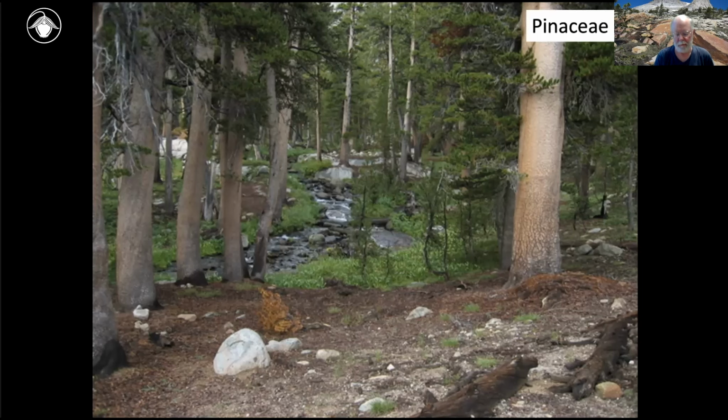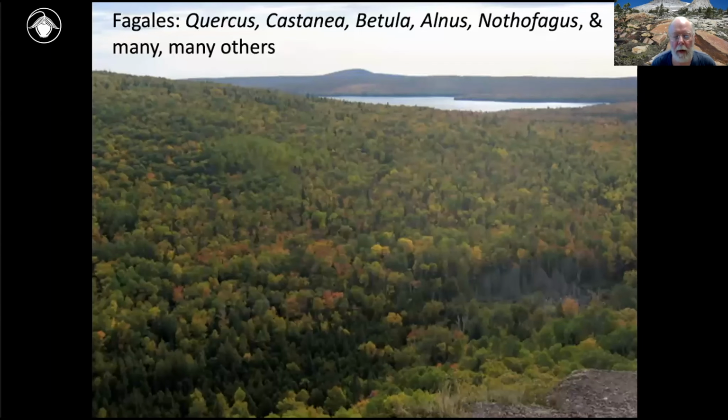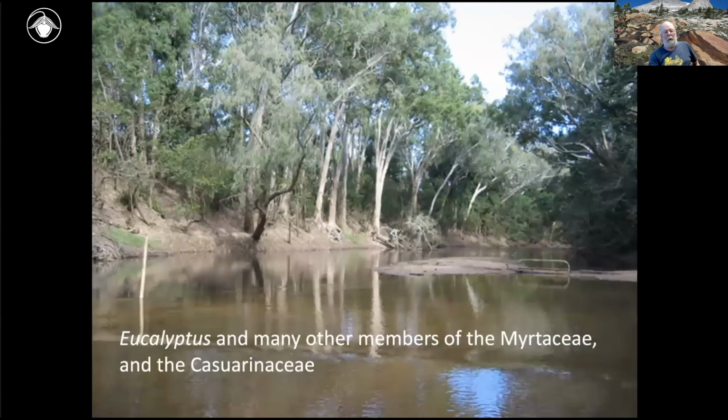And so here's a lodgepole pine forest from the Sierras, and that would be densely ectomycorrhizal. Any kind of pinaceous tree is going to be ectomycorrhizal. Many hardwoods are ectomycorrhizal, the whole Fagales. So oaks, chestnuts, birch, alders, southern beech, all these things are ectomycorrhizal. Eucalyptus, and many, but not all, members of the Myrtaceae and the Casuarinaceae are also ectomycorrhizal.